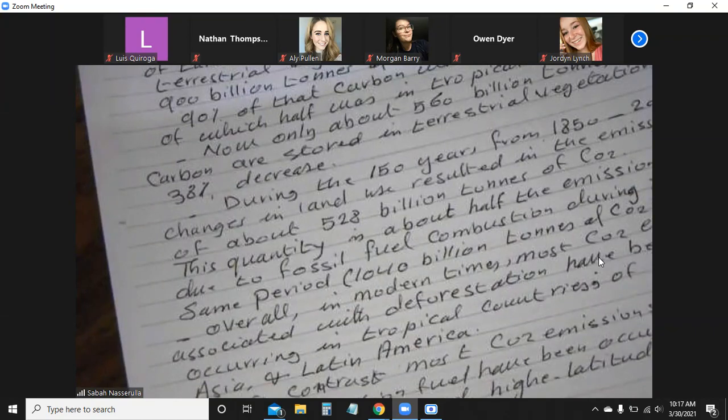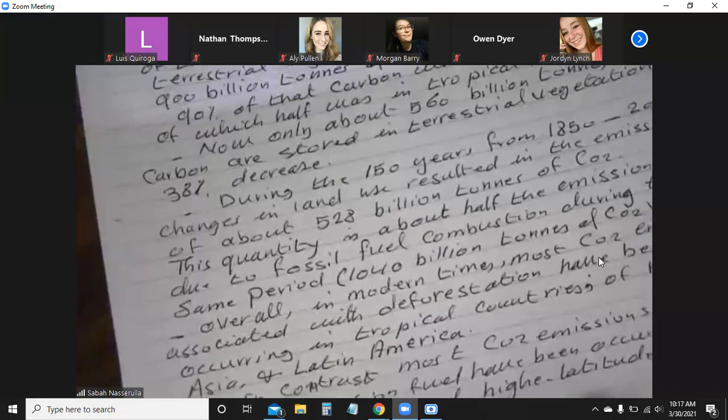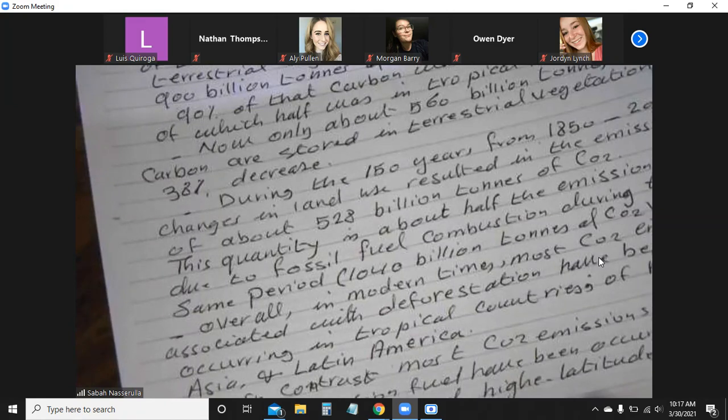So basically, this is under the item of CO2 from clearing forest, which is also part of how the atmospheric carbon dioxide is increasing. I guess you follow this one. Then we're going to talk about the other item of the carbon, called global carbon geochemistry.